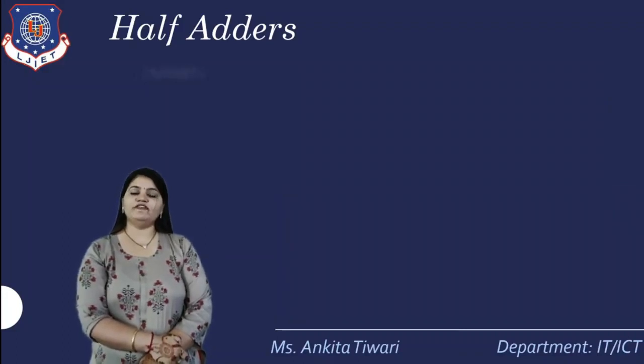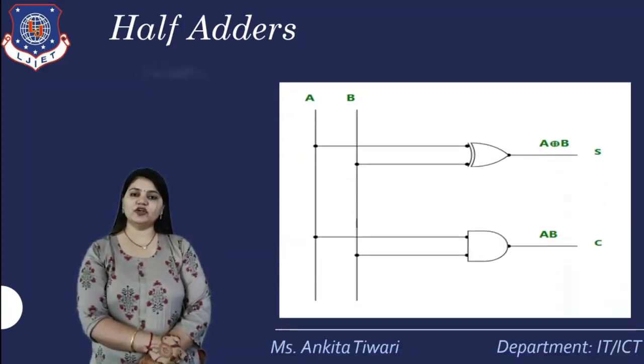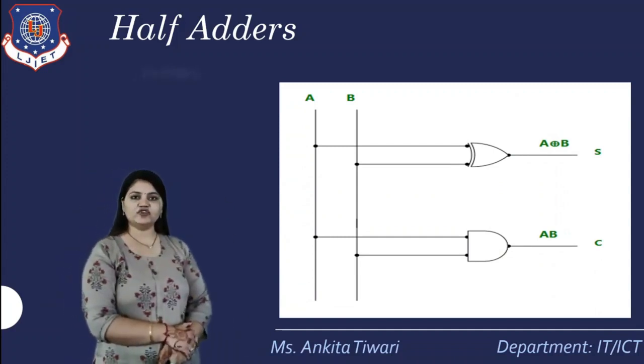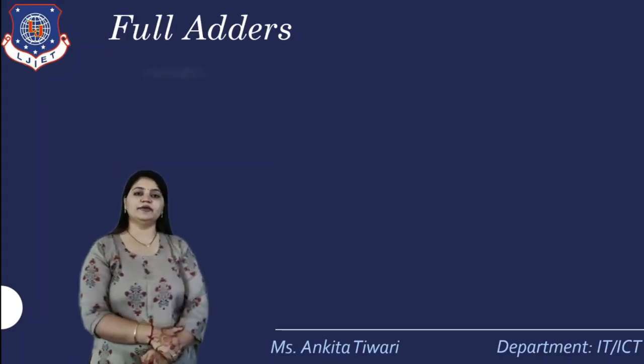Okay. After that, the half adder is represented with the logic circuit, as you can see here. Sum and carry: S is represented as A XOR B and C is represented as A B.